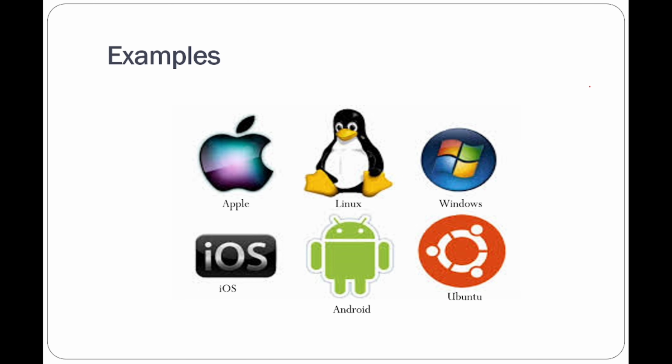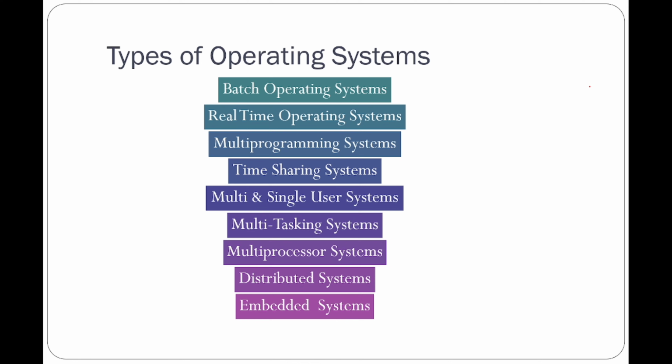So these are the examples of operating system, but we also have some different types of operating system which we are going to study in detail in the upcoming videos. So here I shall only be discussing the name of the operating system. So these are certain types of operating system that we need to study in detail in the upcoming videos. So we have batch operating system, real-time, multi-programming, time-sharing, multi and single user, multitasking, multiprocessor, distributed and networking operating systems, and embedded systems. So all these are types of operating system.